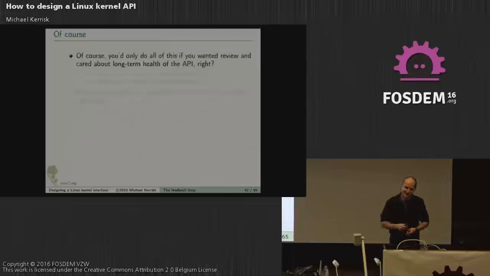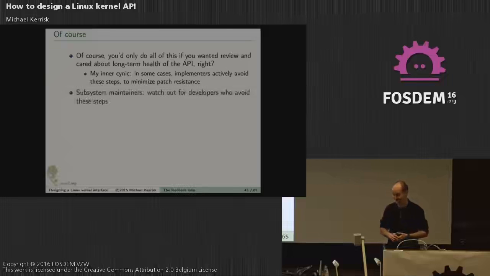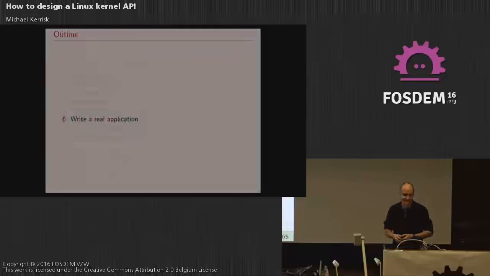Of course, you'd only do this if you really wanted to get a lot of feedback on your API, wouldn't you? Perhaps you really just want to get your API into the kernel as fast as possible to solve your problem. I'm sometimes cynical that this is a strategy. Let's get the API in there with as little noise as possible to solve my problem. And I won't explain too much about how it works because then people won't point out the faults in the API. If you're a subsystem maintainer, I would watch out for people who do that sort of thing.